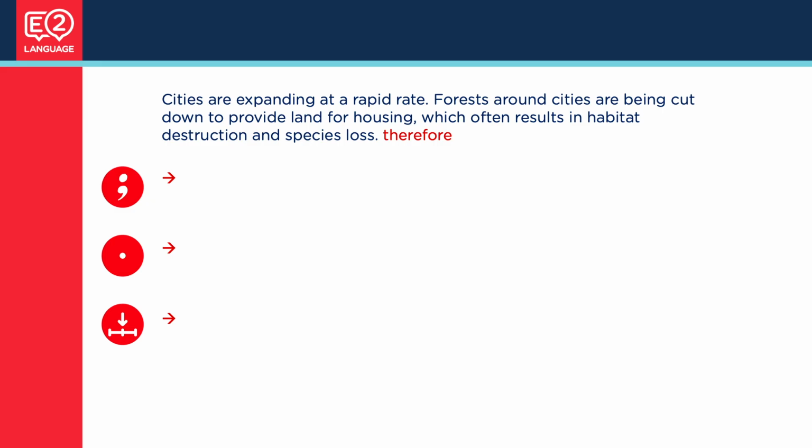So really, cities are growing, so forests are blah, blah, blah. So that's the relationship that we're showing. That's why we're going to use the word "therefore". So over to you. Pause the video now and write those sentences out using "therefore" with a semicolon, with a full stop, and move it inside the sentence. Go for it.